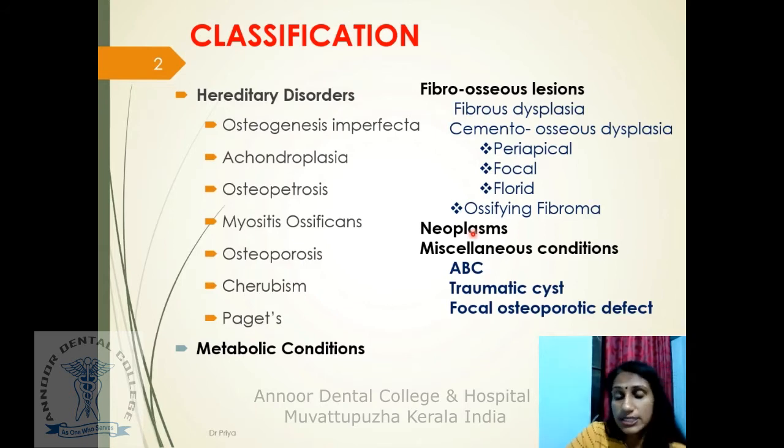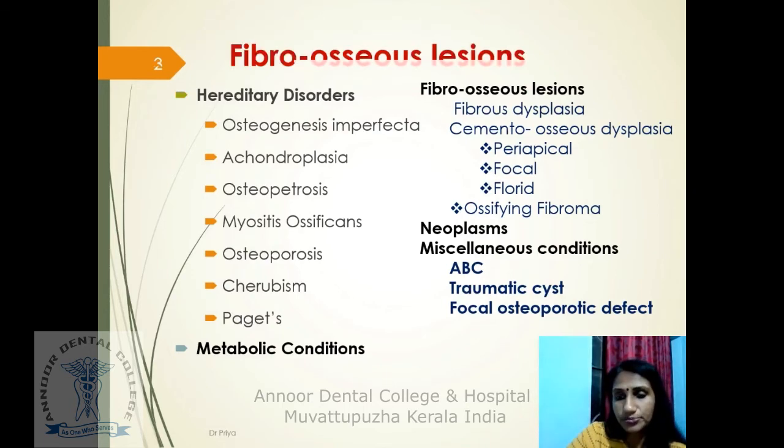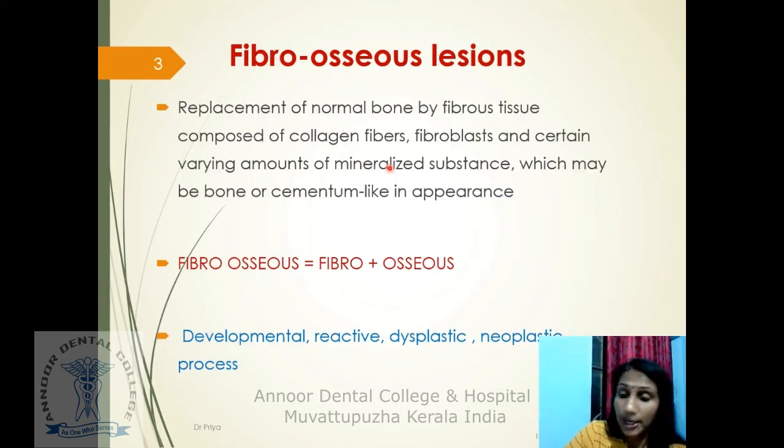You can have neoplastic conditions. If you remember, you would have come across different tumors affecting the connective tissue. So you can have osteoma, osteosarcoma. These are different neoplastic changes which can happen within the bone. And certain miscellaneous conditions like aneurysmal bone cyst, traumatic bone cyst, and focal osteoporotic defect. So this is the entire classification of different diseases of bone. We'll move on to fibro-osseous lesions.